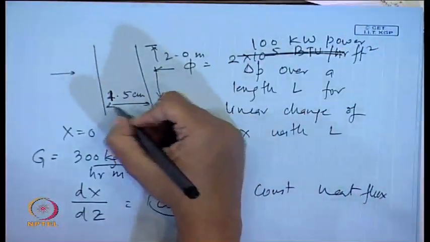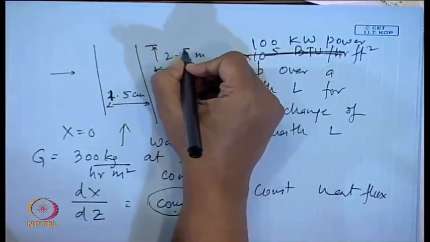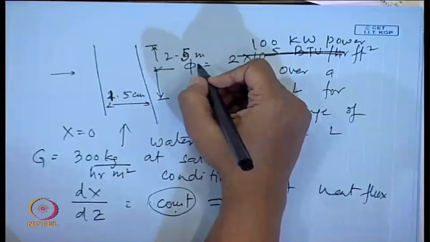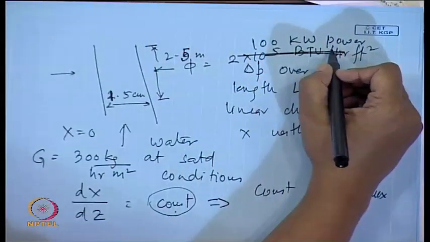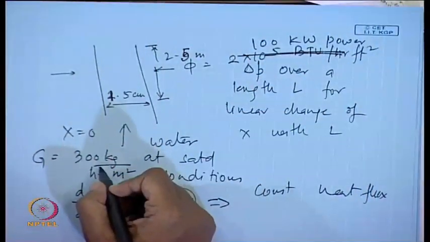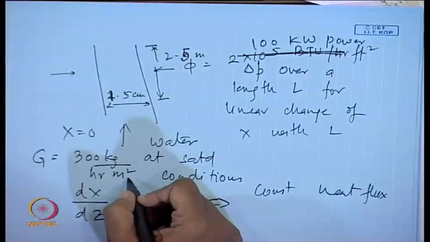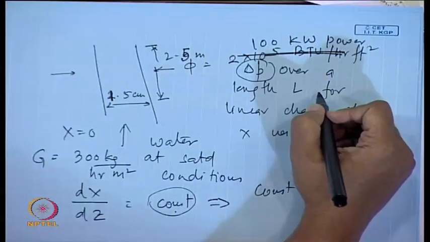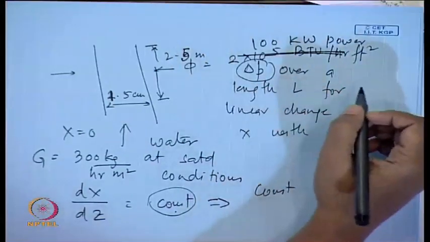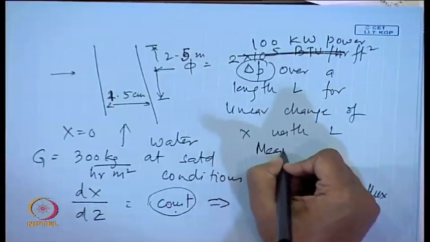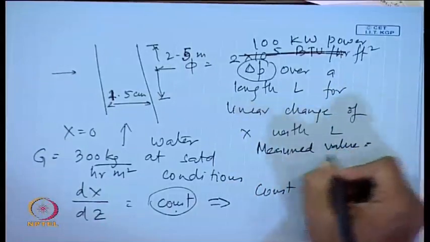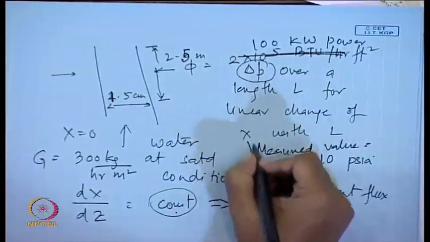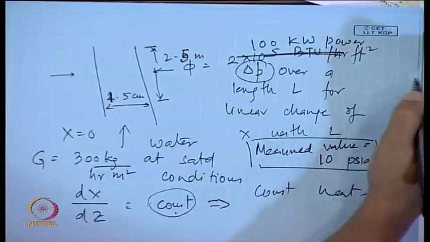So, this is a 1.5 centimeter pipe, make it 2.5 meters length, and it is being uniformly heated with 100 kilowatt power, and the flow rate I have already given you as 300 kg per hour meter square. You are required to calculate the total pressure drop over a length of 2.5 meters. People have measured and found the measured value as say 10 psia. You are supposed to compare with this measured value; definitely you will not get a very good comparison, so you have to comment on why you have not got a very good comparison.